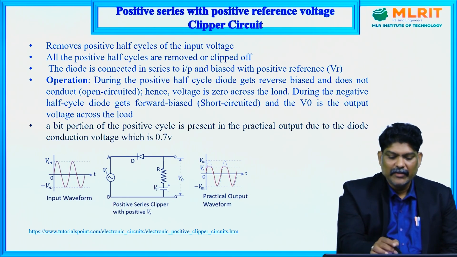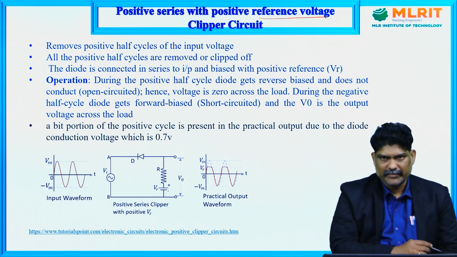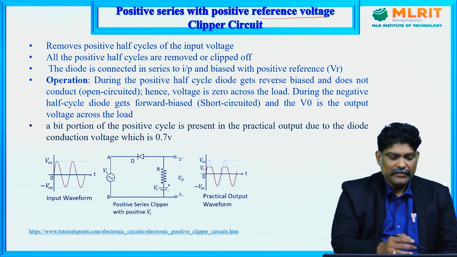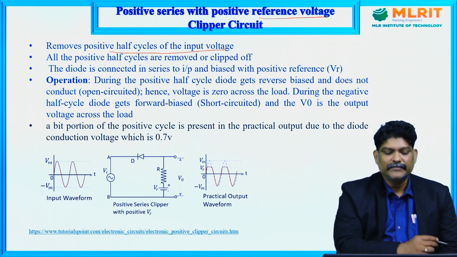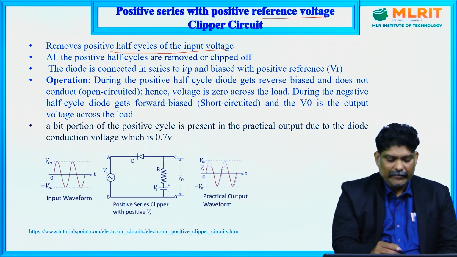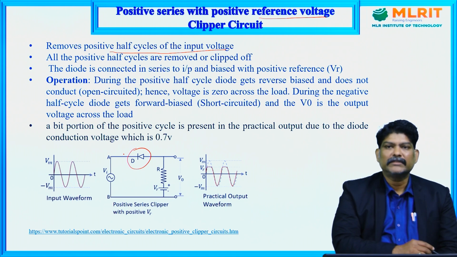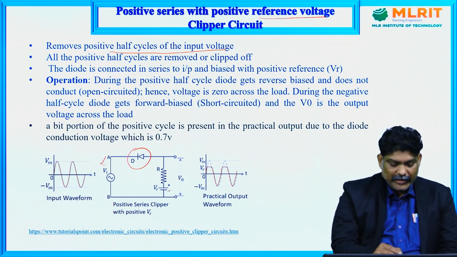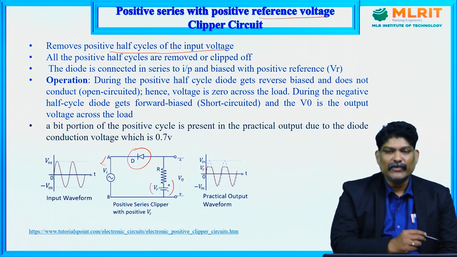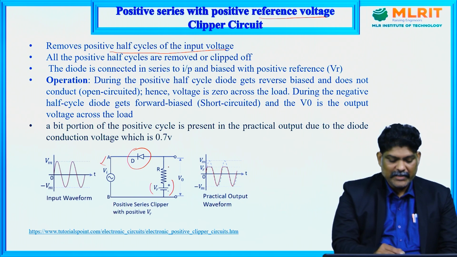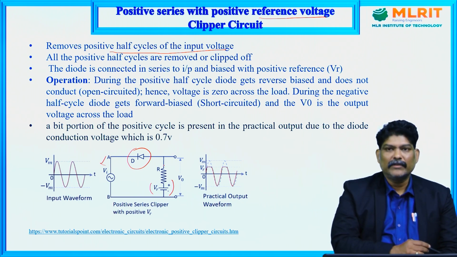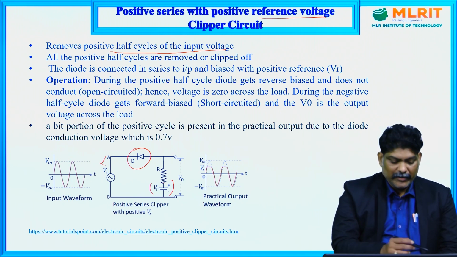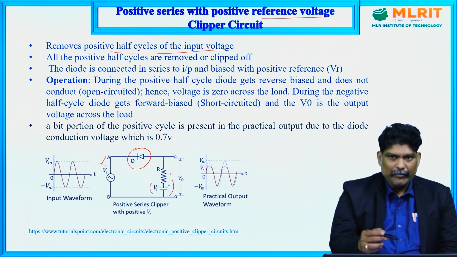Positive series clipper circuit with positive reference voltage. The same procedure, which removes positive half cycles. The only thing is we have connected the diode in series to the input, but across the load we have given some reference voltage VR, a positive reference voltage. So the output will be clipped off with reference to this reference voltage.